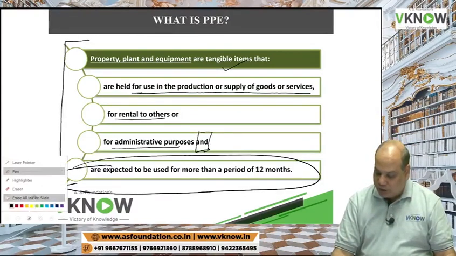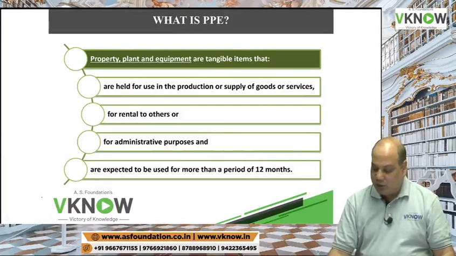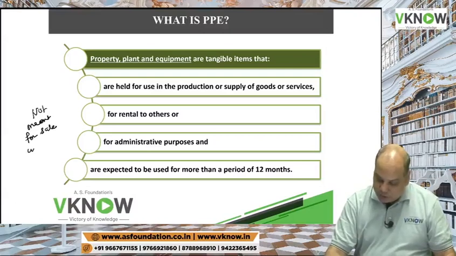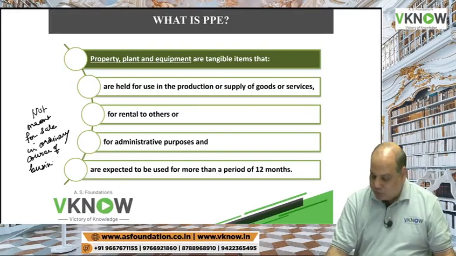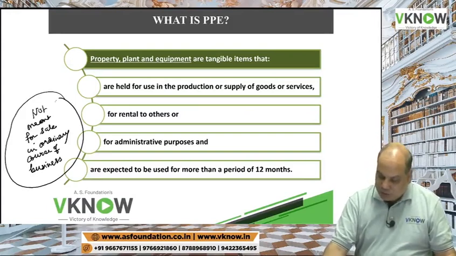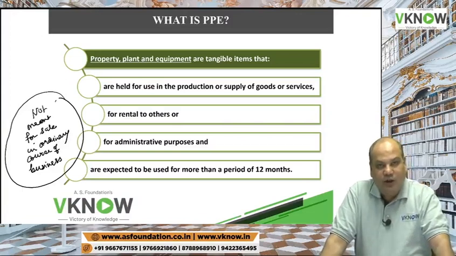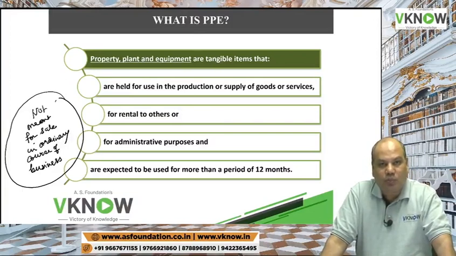What they have not written here, but it is implied here, is that these are not meant for sale in the ordinary course of business. You can mention here: this definition given by AS-10 does not specifically write it, but it implies that these are not meant for sale in the ordinary course of business.